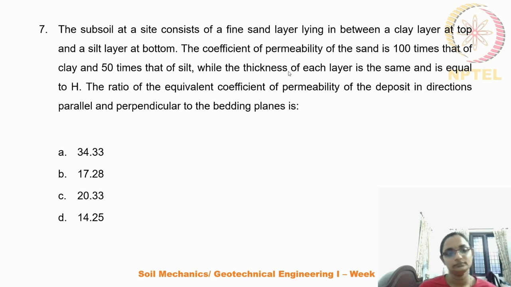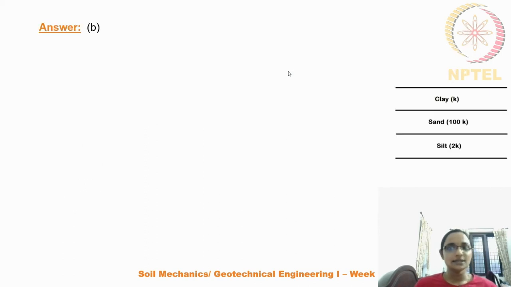We are given the height and individual coefficients of permeability in terms of H and some ratios. Any answer? Option D, I don't think that is a correct answer. Any other answer? 14.25. Okay, let's see. 34.33. Okay, so I got option A and option D. All right, so we'll see what is the correct answer. Correct answer is option B.